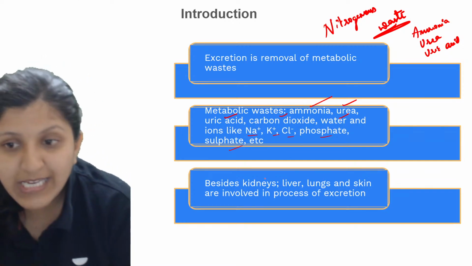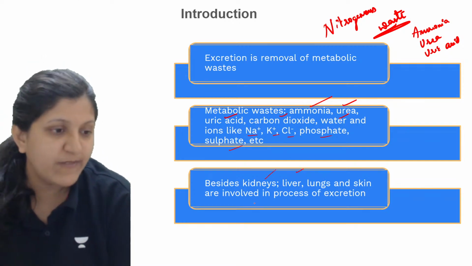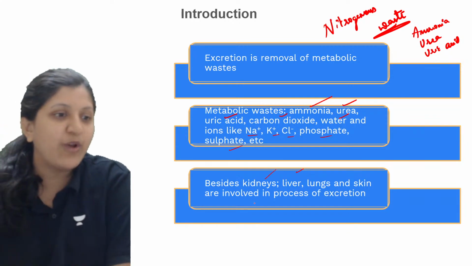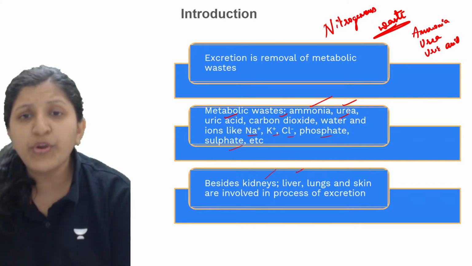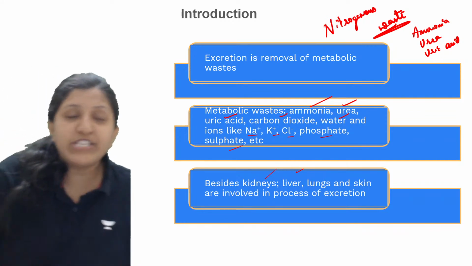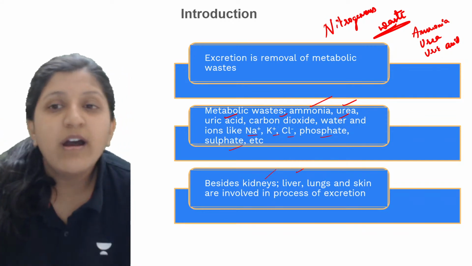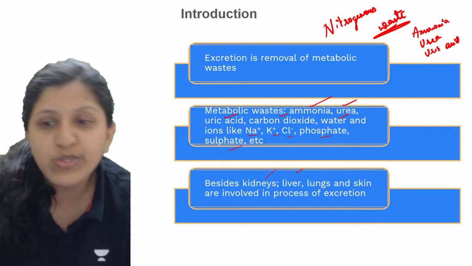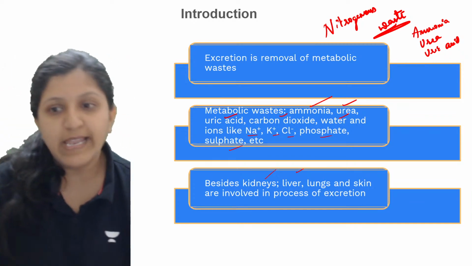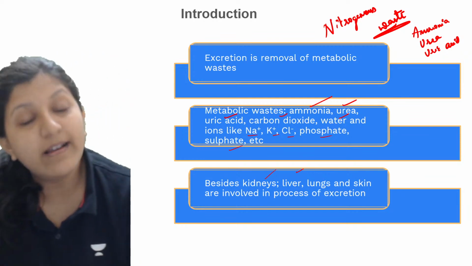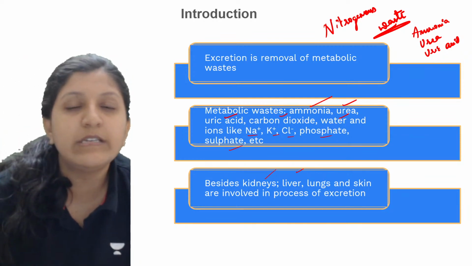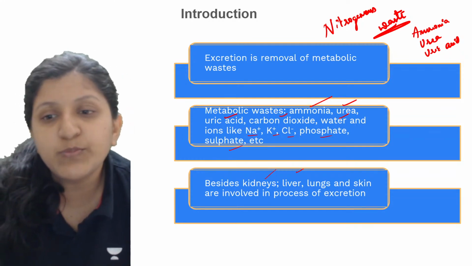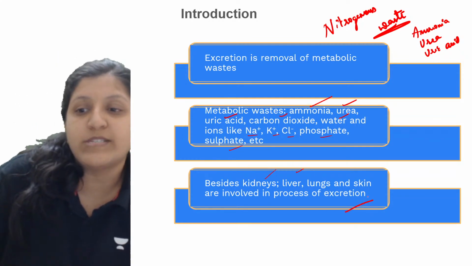So besides kidney, liver also does the function. So there are different organs. Since we are going to study about the excretory organs here, it's not just kidney which is removing any metabolic waste. So there are associated organs like liver, lung, and through skin to some extent, only in trace quantity the urea can be removed. So these are all involved in the process of excretion.